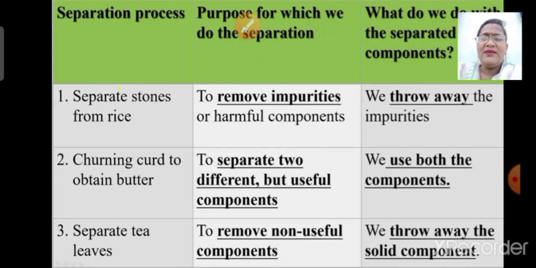Let's take the second example. What is given in this example? Churning of curd. Here the churning of curd is done to obtain buttermilk and butter. And why are we doing this? We are doing this because we want to separate two different but useful components, students. And what do we do with these separated components? We use both the components, lassi and butter.